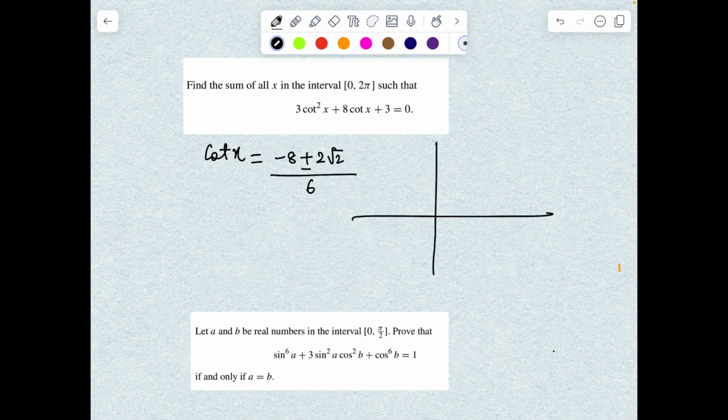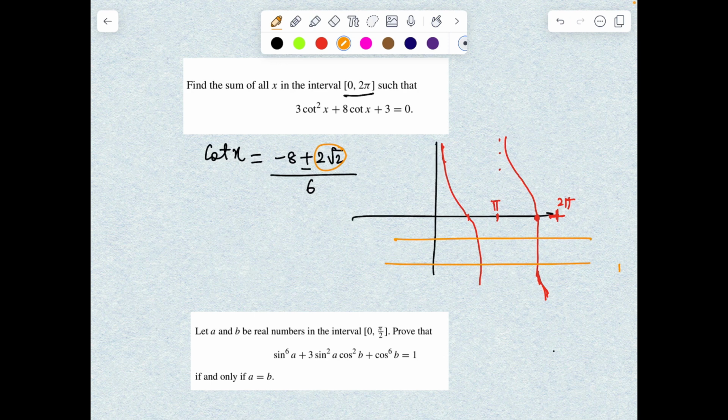Now if I see the cot x graph in 0 to 2π, tan 0 is 0, so cot 0 will be infinity. At π/2 it's going to be 0, and at π it's minus infinity. And just after π, it's going to be plus infinity, and 3π/2 is 0 and 2π is back to minus infinity, right? So roughly this will be the graph. Now we know both values are negative. This -8 plus this 2√2 is way lesser than this.